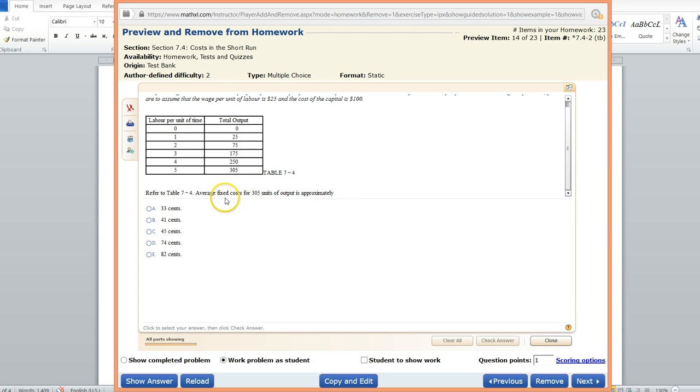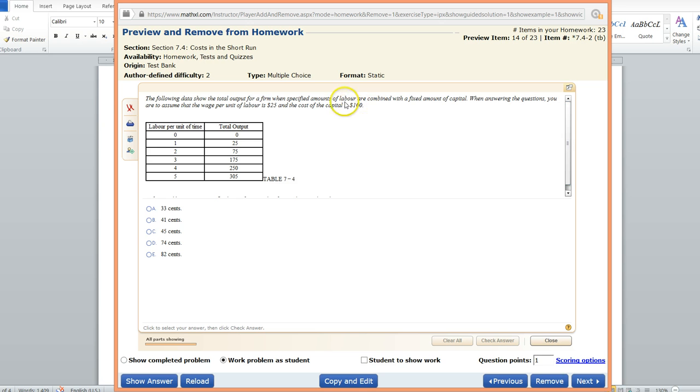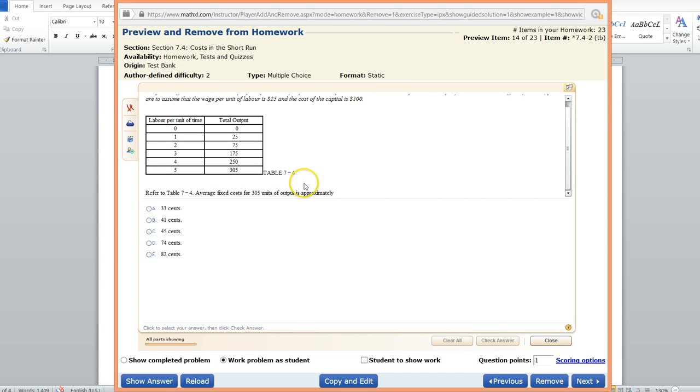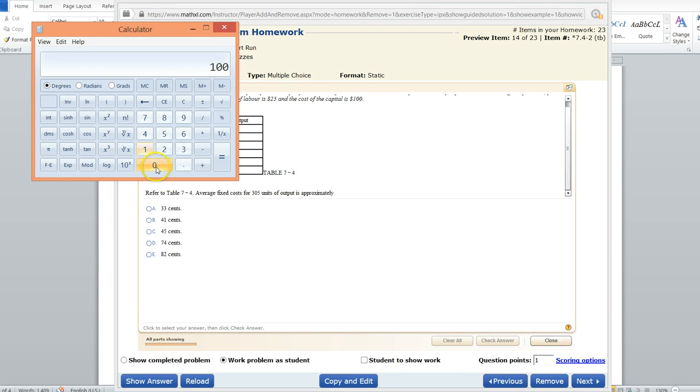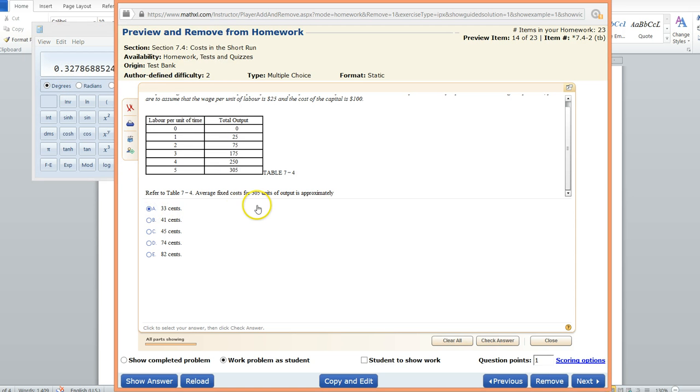So actually the average fixed cost, based on the definition, is simply the total fixed cost divided by the number of units. And because the total fixed cost is right here, it's $100, so the average fixed cost is simply $100 divided by 305. That gives us 0.33, so that's going to be 33 cents.